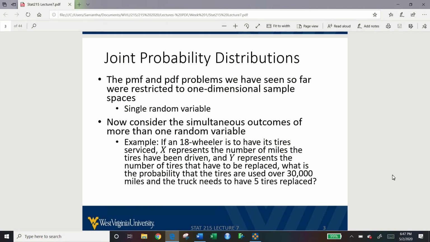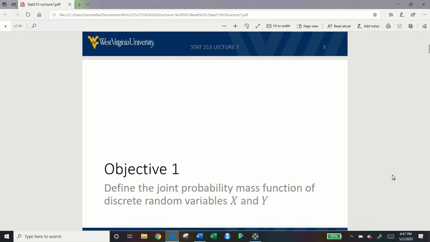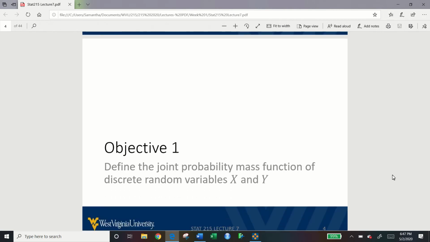If an 18-wheeler is to have its tires serviced, X represents the number of miles the tires have been driven, and Y represents the number of tires that have to be replaced. What is the probability that the tires are used over 30,000 miles and the truck needs to have 5 tires replaced? This type of example is going to motivate this section. Let's start with our first objective, to define the joint probability mass function of discrete random variables x and y.